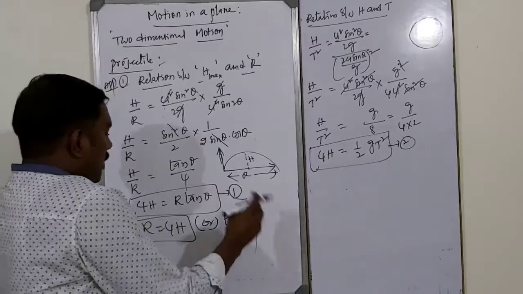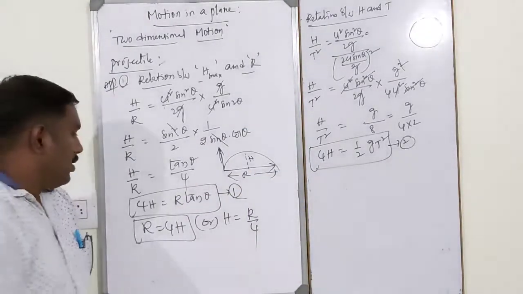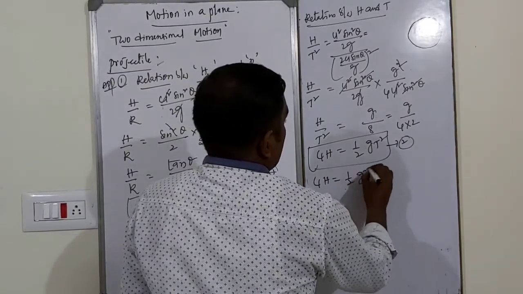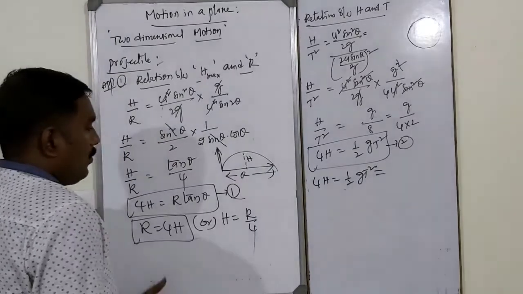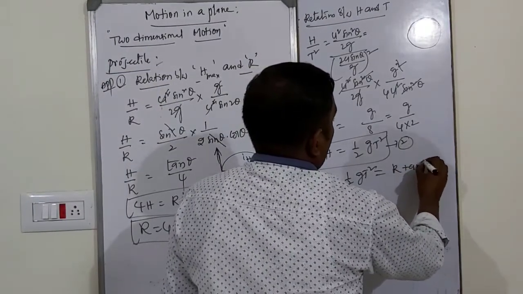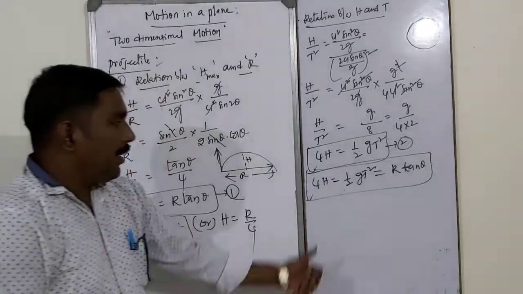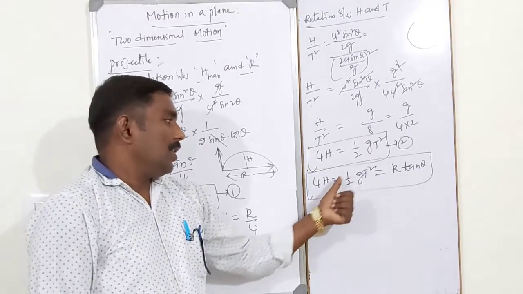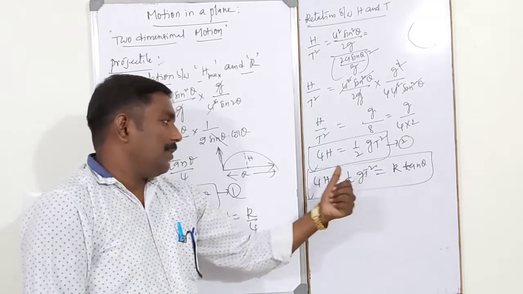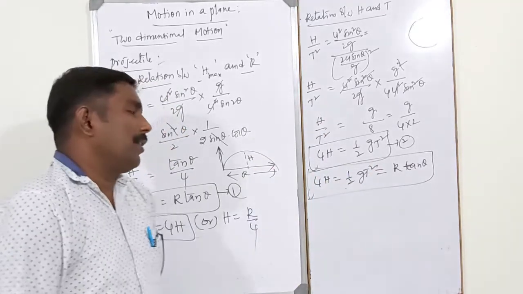Now see from 1 and 2. See, dear student, this is 4H, this is also 4H. So 4H is equal to 1 by 2 gT square is equal to R tan theta. This is the relation between H, T, R: maximum range, time of flight, and maximum height. Okay, this is the important one.